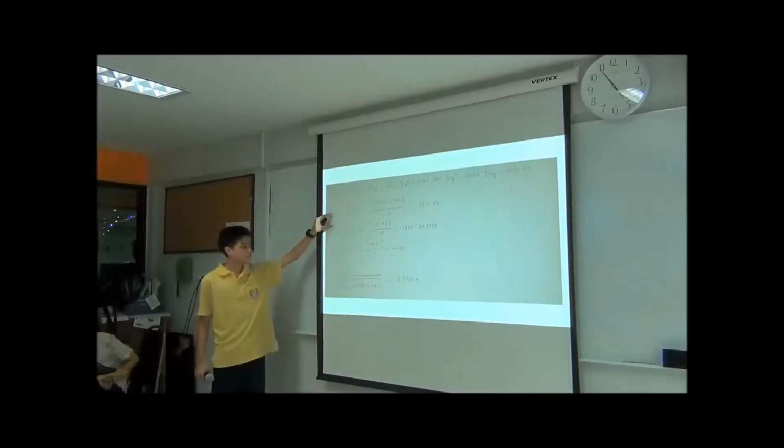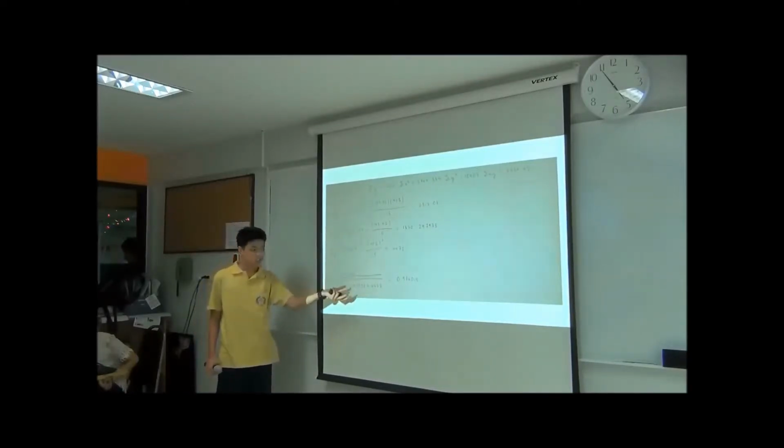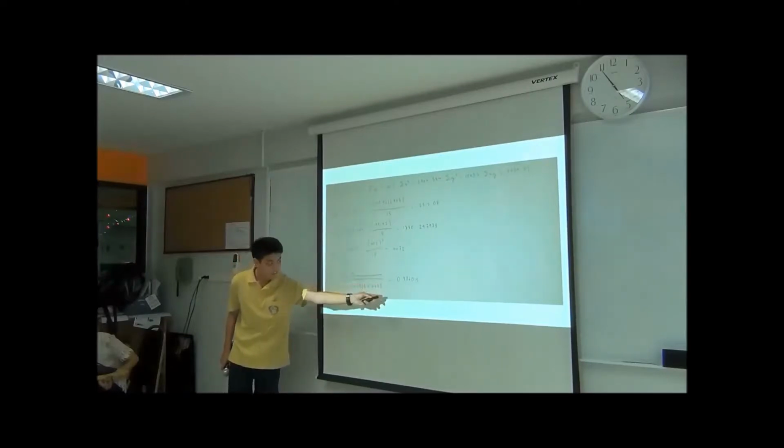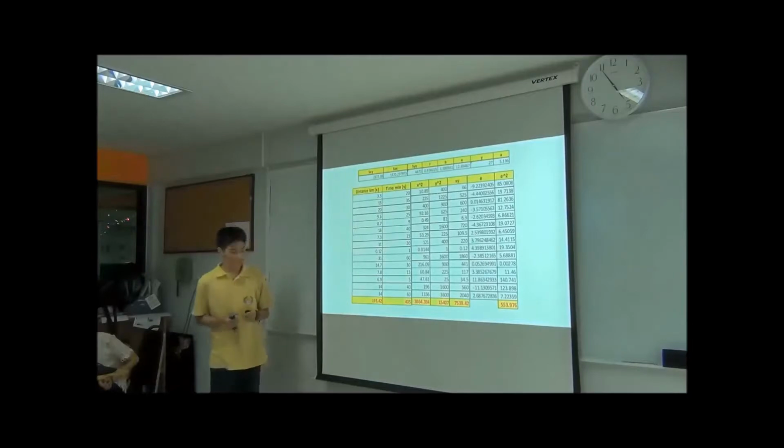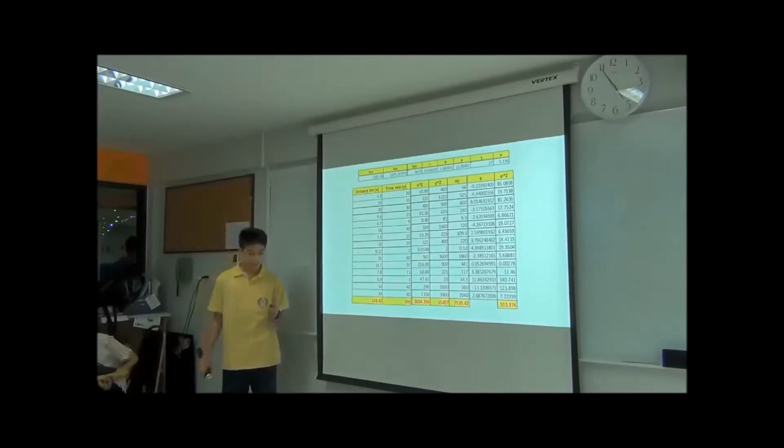After you replace the values in the equation to find R, you get the value 0.936, which tells you that the line of best fit will be quite reliable as it is close to 1 and it has a positive gradient.